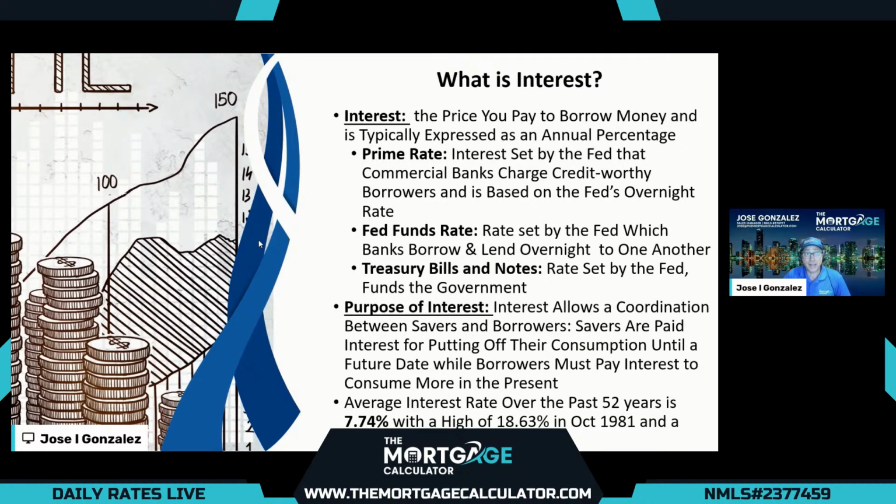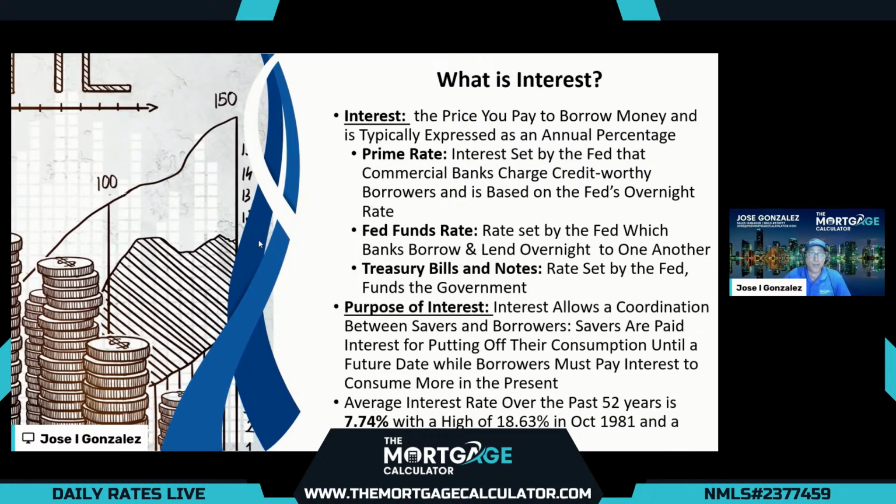The Fed funds rate is the Fed's overnight rate that we're talking about, the rate set by the Fed by which banks borrow and lend overnight to one another. And I break down a little bit more what the Fed funds rate is in another slide. Treasury bills and notes are other interest rate factors there. The rate for Treasury bills and notes is set by the Fed. Again, set by the Fed, set by the Fed, set by the Fed. And funds the government. Treasury bills and notes fund the government.